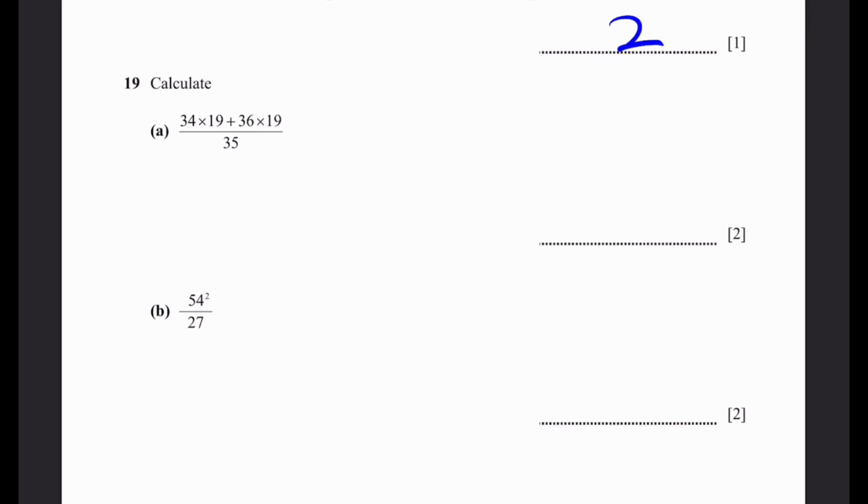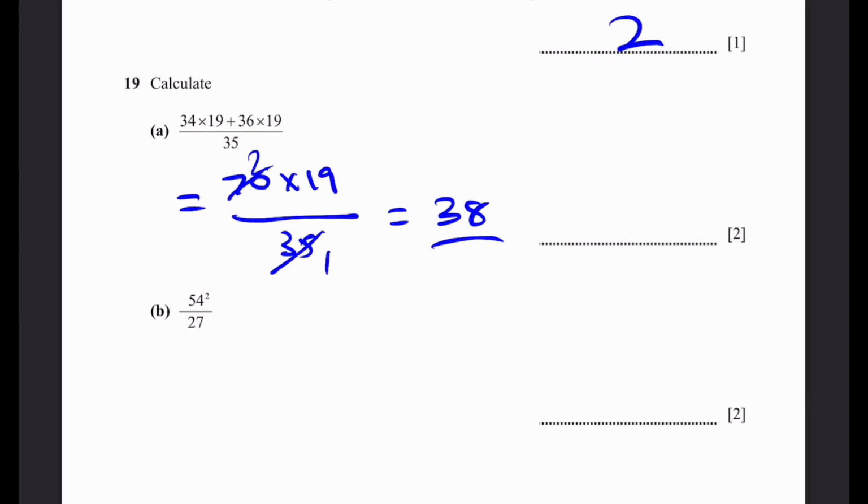Question 19. Calculate A. 34 into 19 plus 36 into 19 by 35. So if you multiply 34 into 19 and 36 into 19, we don't have to do that. We can make it as one expression. So that'll be 70 multiplied by 19, because 34 plus 36 is 70. And divide by 35. Well, 70 by 35 will be 2. So 2 into 19, which is 38. That's all. That's the answer. And what we're doing is we're just making it simpler to do.